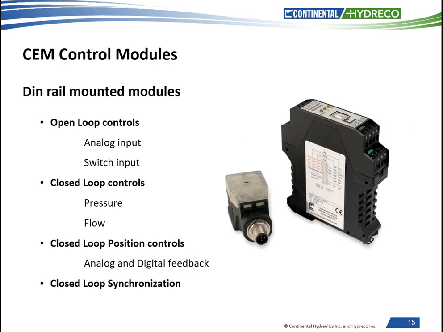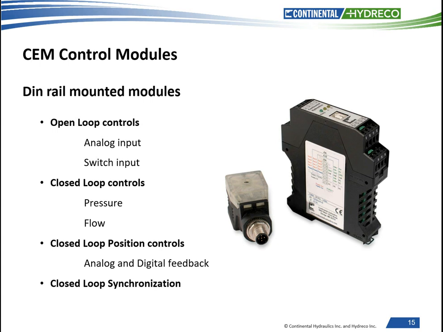Controls. We better talk about a few of those because we have talked about the M valves and also closed loop systems. Continental Hydraulics offers several DIN rail mounted modules. The first one is the most common, the CEM module. It is for running an M valve. It has an analog input resolution of about 0.01%. The communication is done through a standard USB Type B connection.